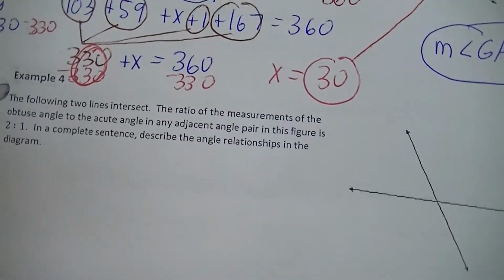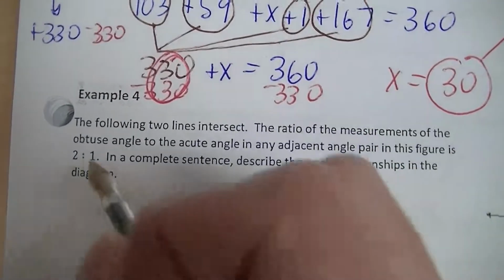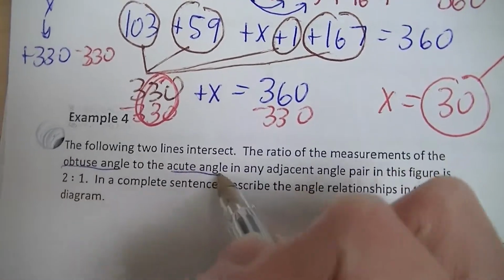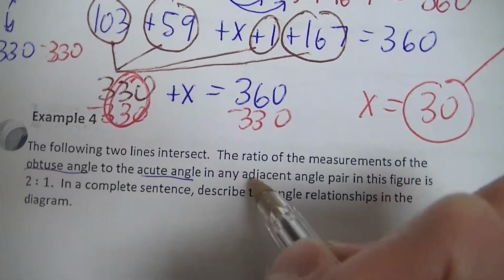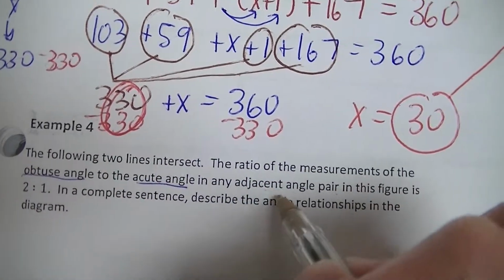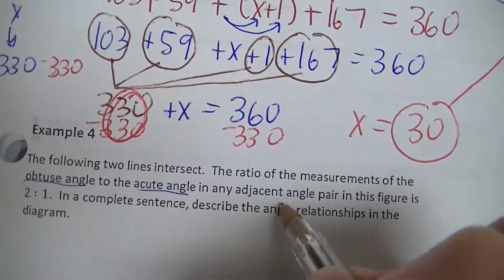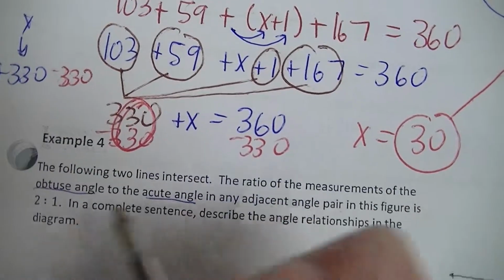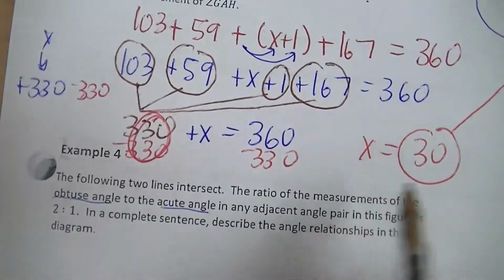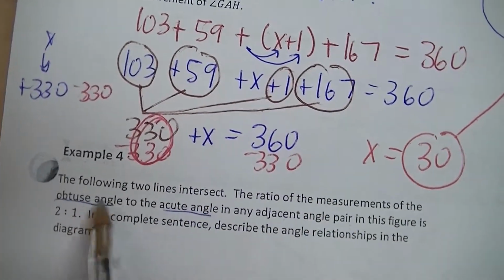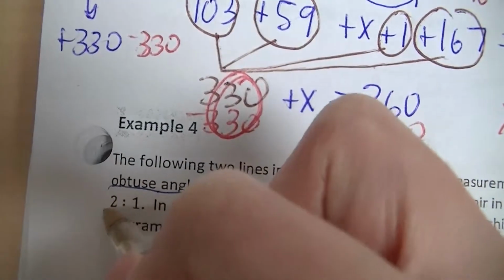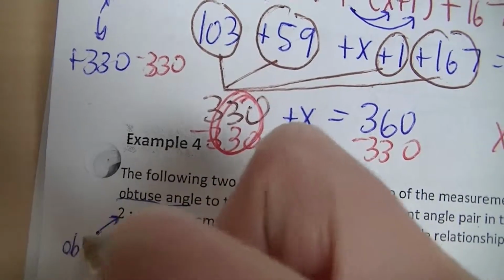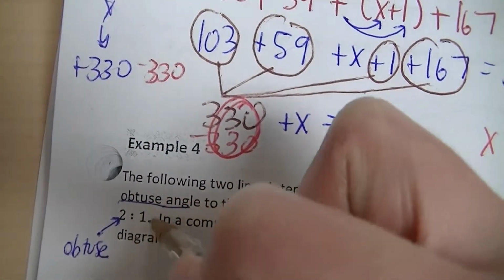The ratio of the measurement of the obtuse angle to the acute angle in any adjacent pair, so any two angles that are right next to each other and share the same ray or line, in that figure is 2 to 1. So let's start all over. There's a ratio of the obtuse to acute. It's 2 to 1. So this right there is the obtuse to the acute.